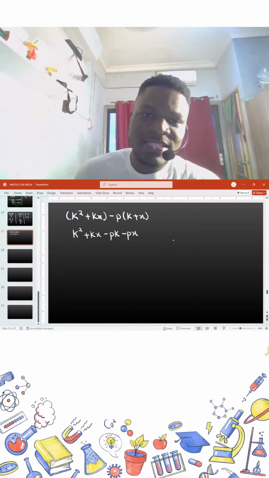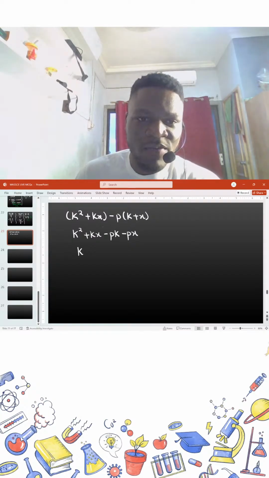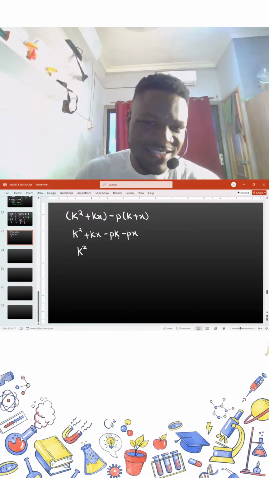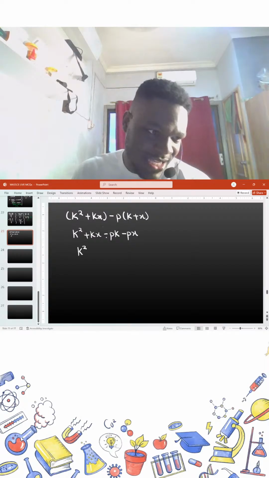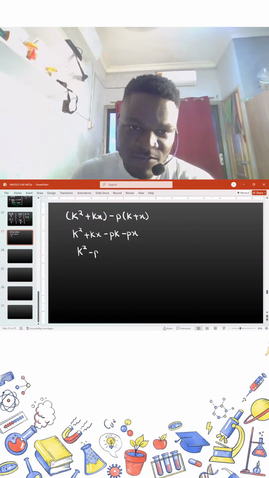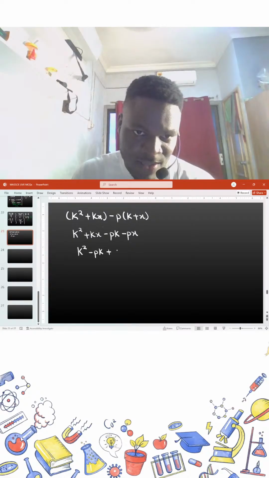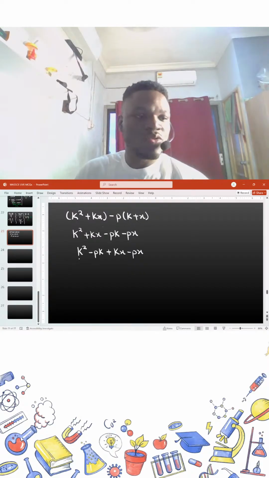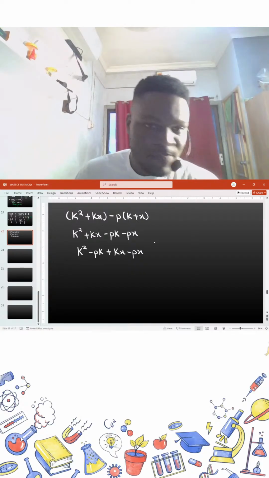So I have k squared and negative pk, so I'll group that at one side. I have k squared here, then I bring the negative pk, carrying the sign in front of it. Then I write plus kx over here, then I maintain minus px. All I did is rearrange while maintaining the signs.